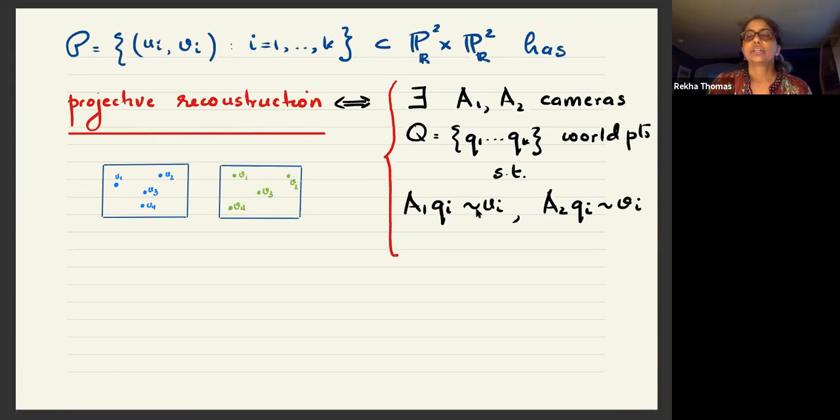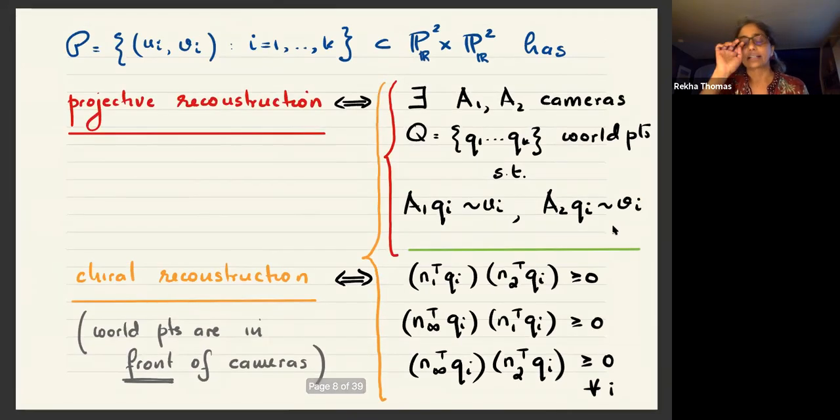That's all. Okay. So these are algebraic conditions, and a projective reconstruction simply means to find an A1 and an A2, two 3x4 matrices, and world points which live in P3 that satisfy these linear equations. Okay, so that's a projective reconstruction. And these have been studied extensively. And for two cameras, we pretty much know everything about these types of reconstructions. But as I just mentioned before, these reconstructions are not exactly correct because they can reconstruct points that are not in front of the camera. So what we actually want is what's called a chiral reconstruction.